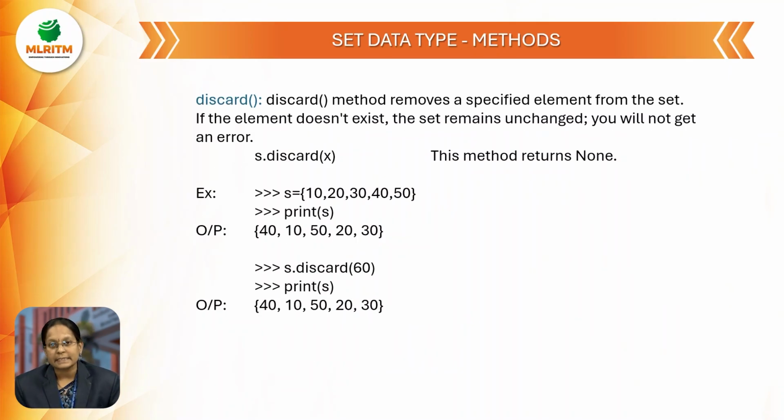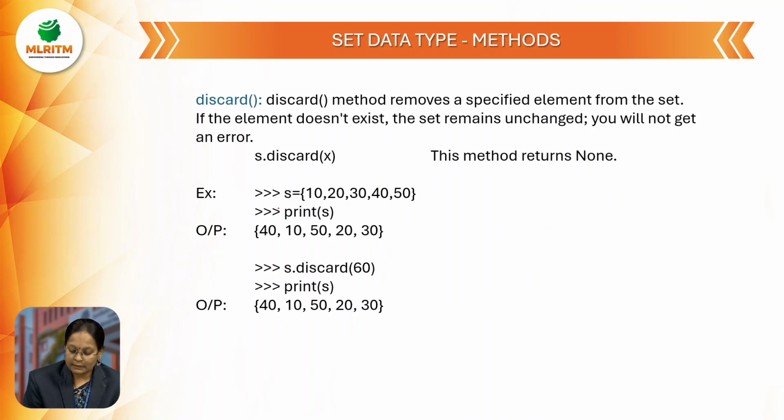Next one is the discard method. The discard method removes a specified element from a set. If the element does not exist, the set remains unchanged. You will not get an error. So we will not get an error like with the remove method. When we use discard to remove an element which is not present in the set, it will not give an error.